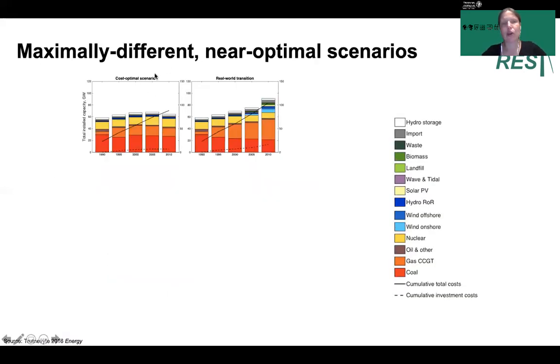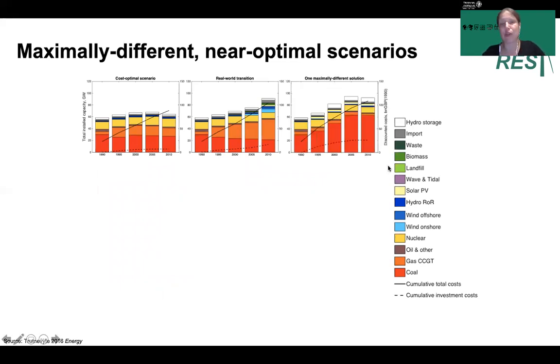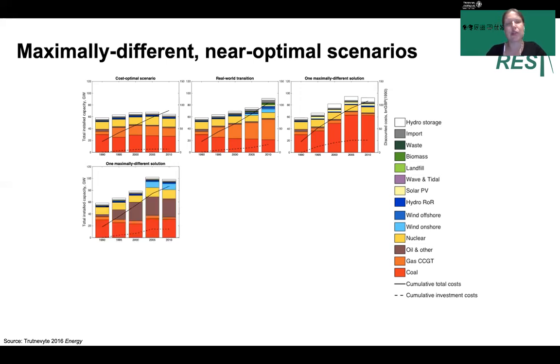So here we have still the cost optimal scenario and this real world transition as I just showed before. And now in the space of up to 23% higher system costs, we also, for example, could have found a scenario with lots of coal. It also would have been in this range of near optimal scenarios. There could have been also a scenario with lots of oil for electricity generation together with wind. So as you see here, in contrast to the cost optimal scenario, we already can identify that wind power might play a role.